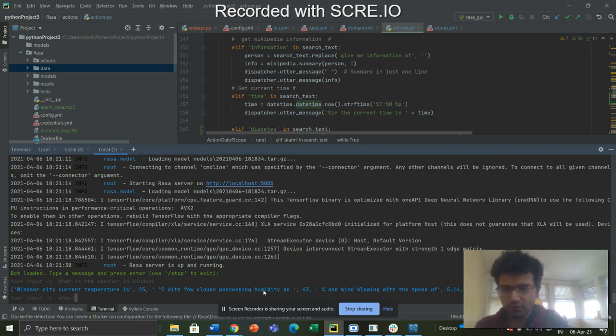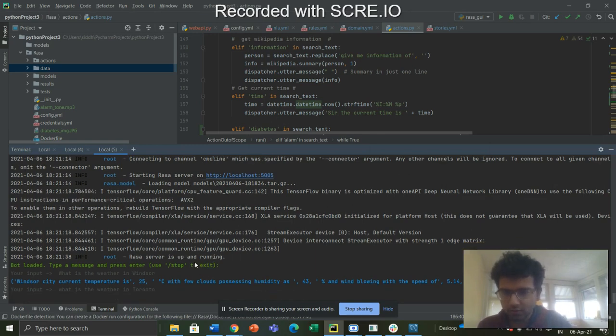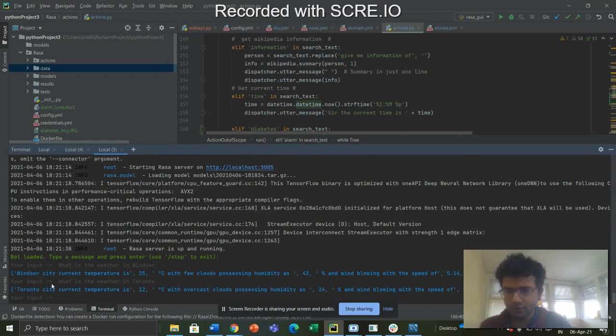So if I say what is the weather in Toronto, so Toronto city's temperature is 12 degrees Celsius with overcast cloud, humidity as 24%, and so it has extracted information from the website.